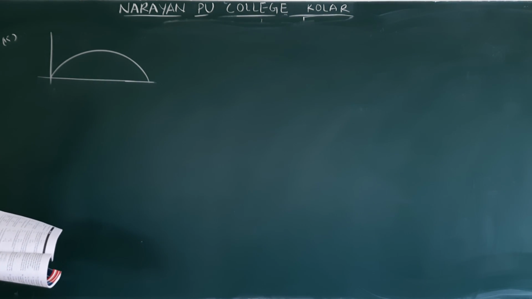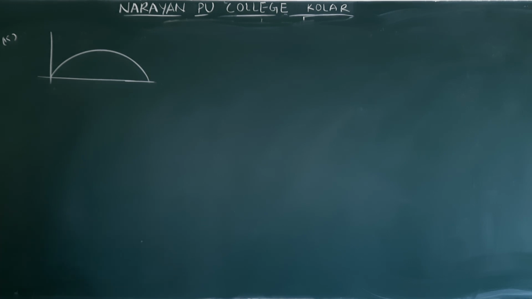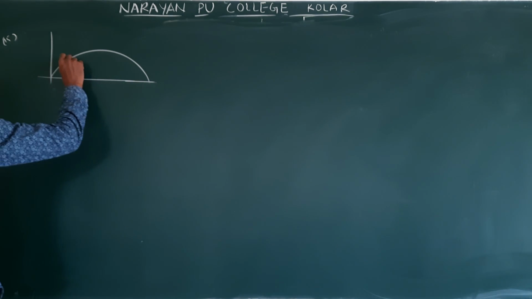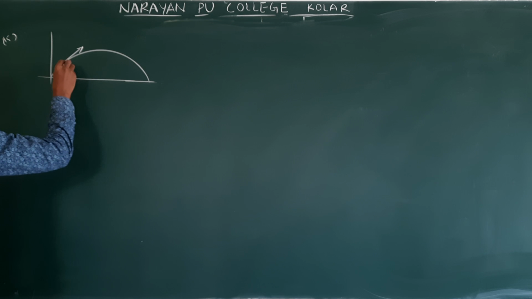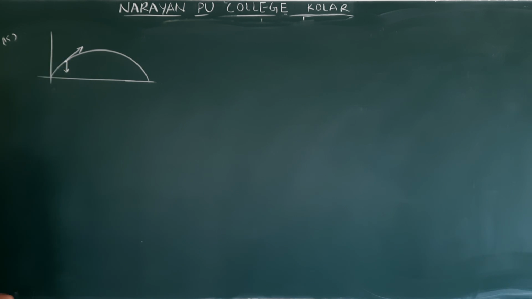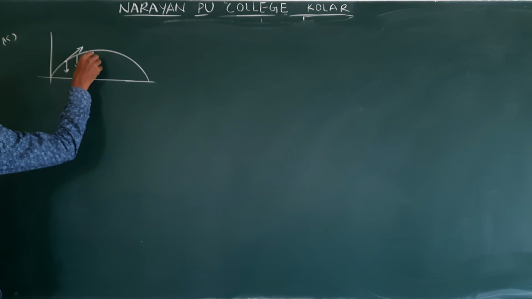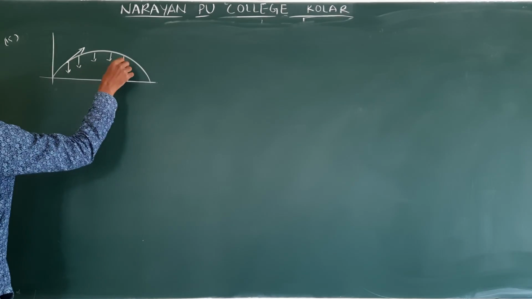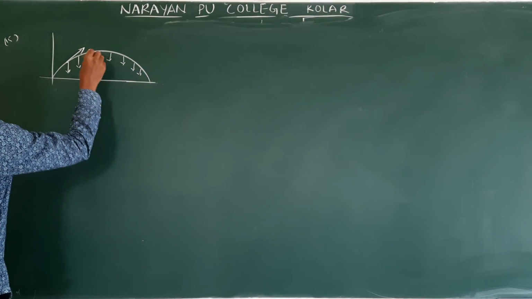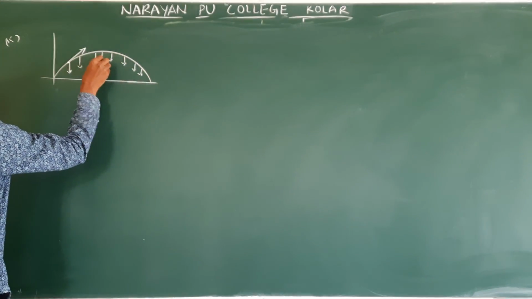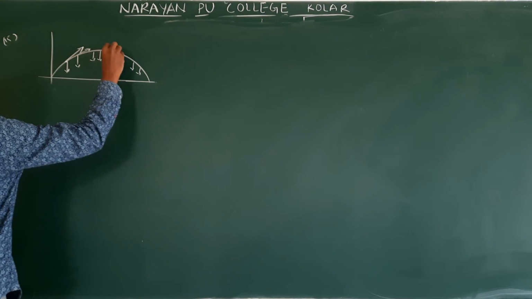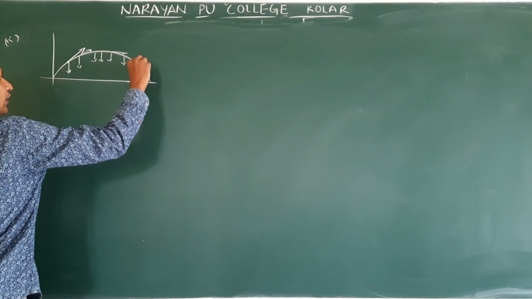At what point in projectile motion are acceleration and velocity perpendicular? If you take this point, velocity is in this direction, and acceleration acts exactly down. Wherever you take, acceleration always acts downwards. This is due to gravity. Draw the tangent here, and here, everywhere along the path.